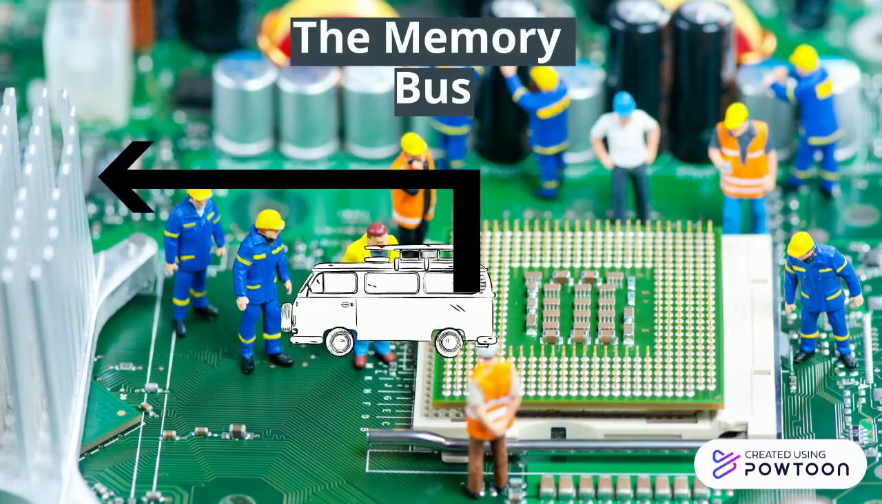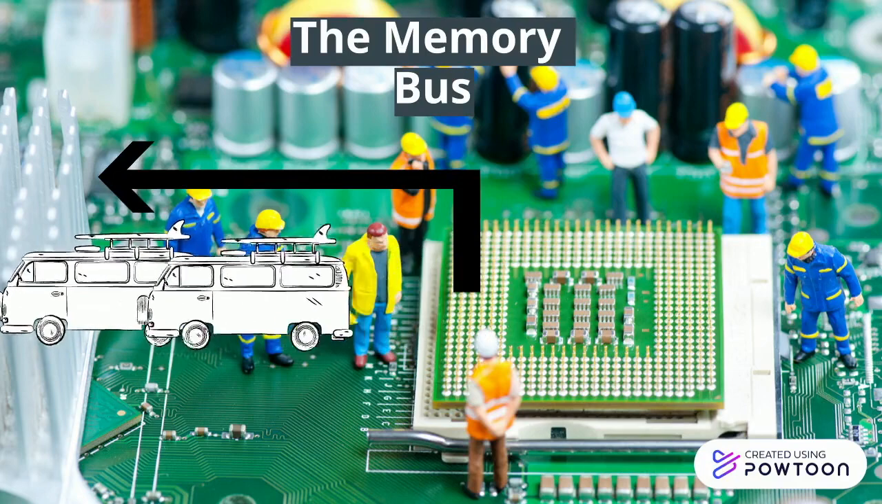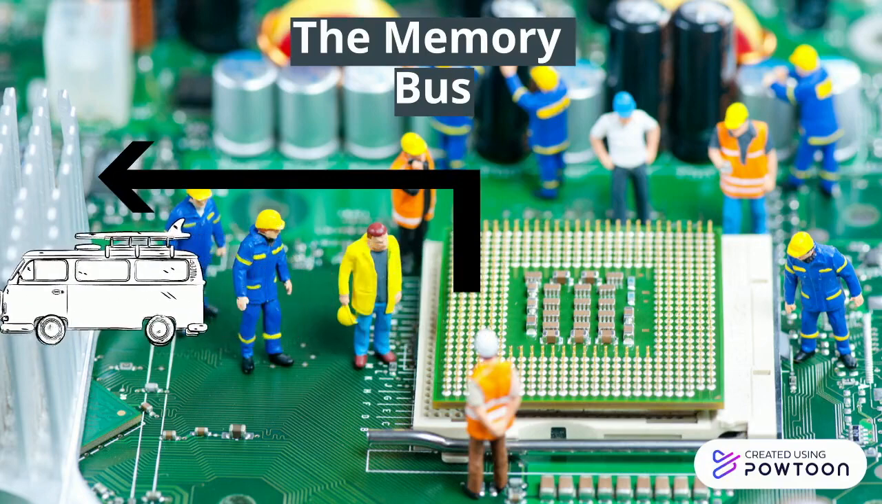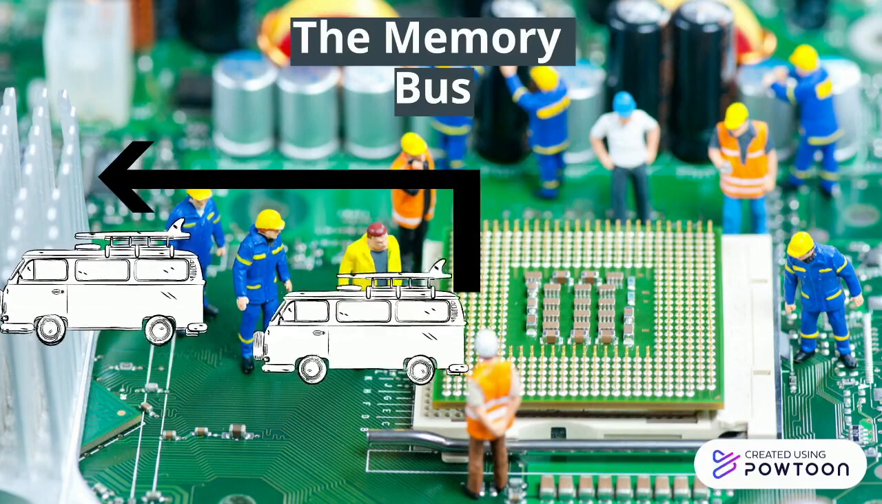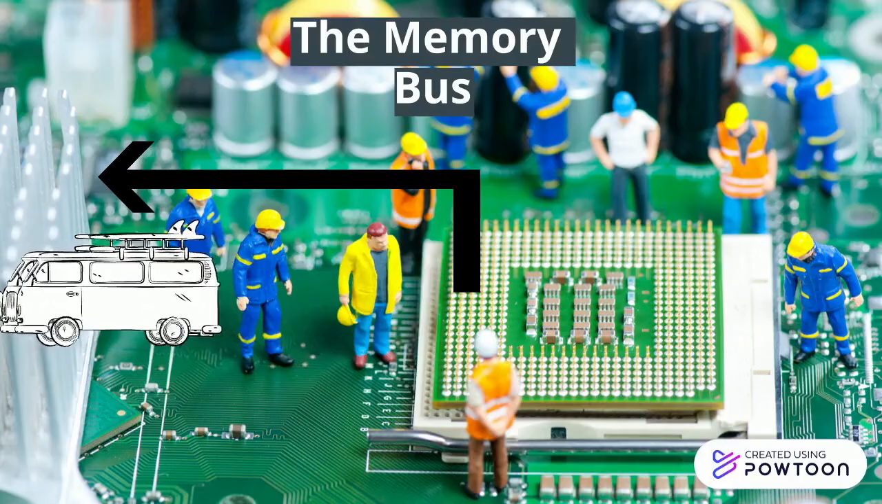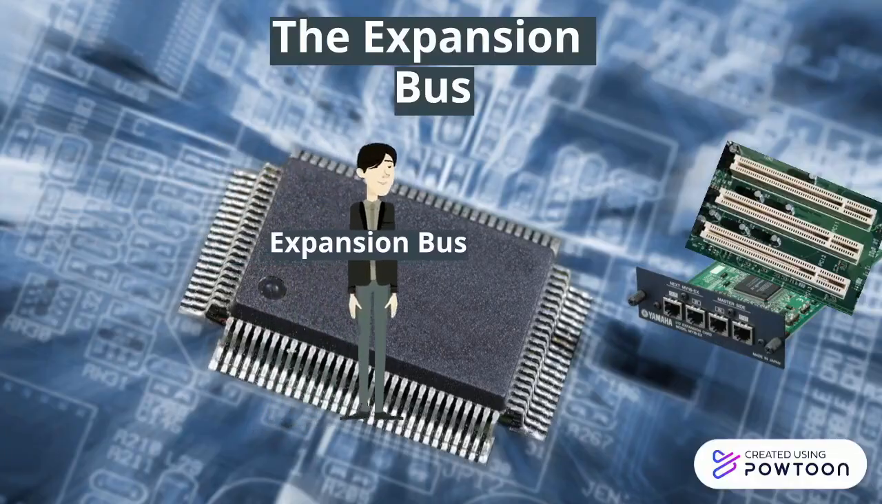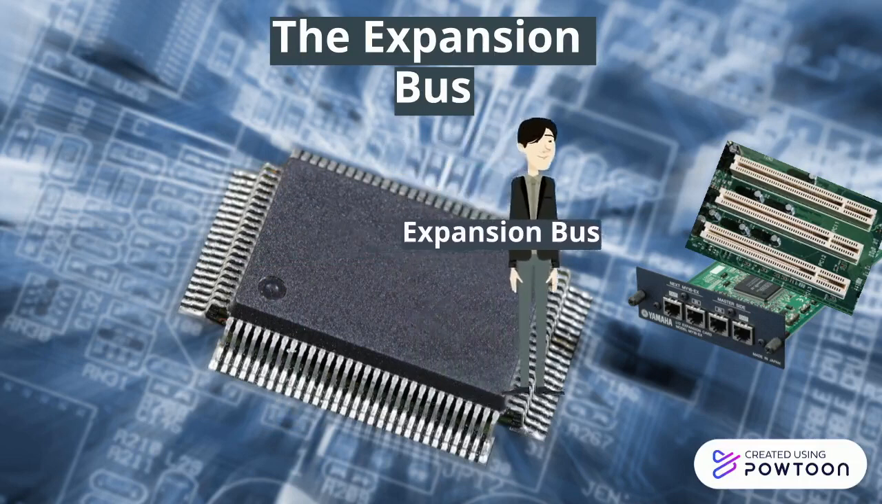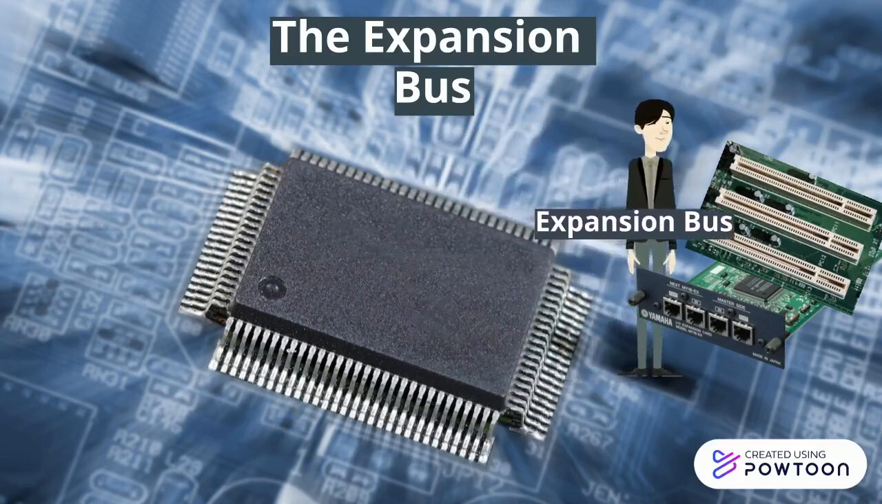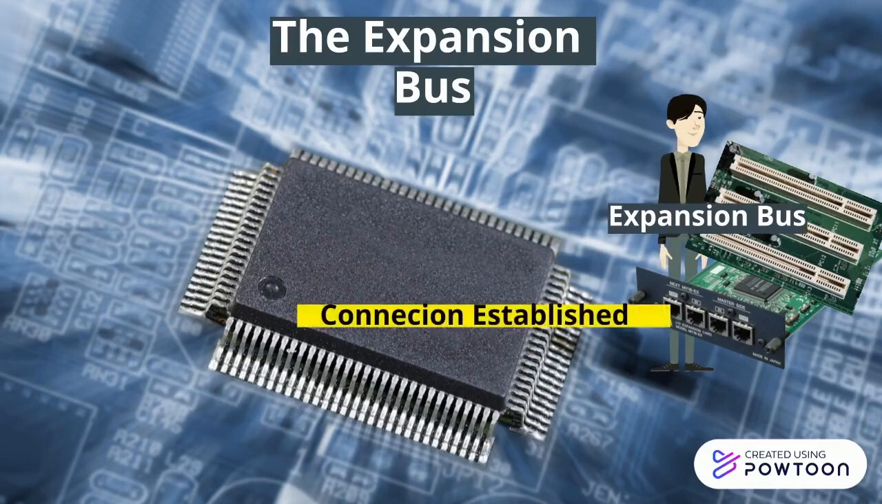The system bus typically comprises several sub-buses, including the data bus, address bus, and control buses. Next up, we have the memory bus. The memory bus is an internal bus that connects the CPU to the primary memory subsystem. The memory bus transfers data and instructions between the CPU and the memory and is typically designed to operate at high speeds to ensure efficient memory access. Moving on, we have the expansion bus, which is an internal bus that connects the CPU to peripheral devices such as input and output devices, expansion cards, and other peripherals. The expansion bus is typically slower than the system and memory buses, as it operates at lower frequencies.